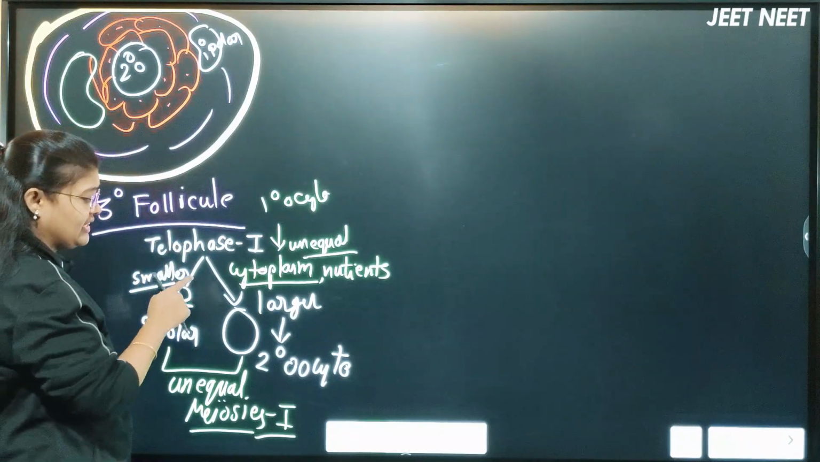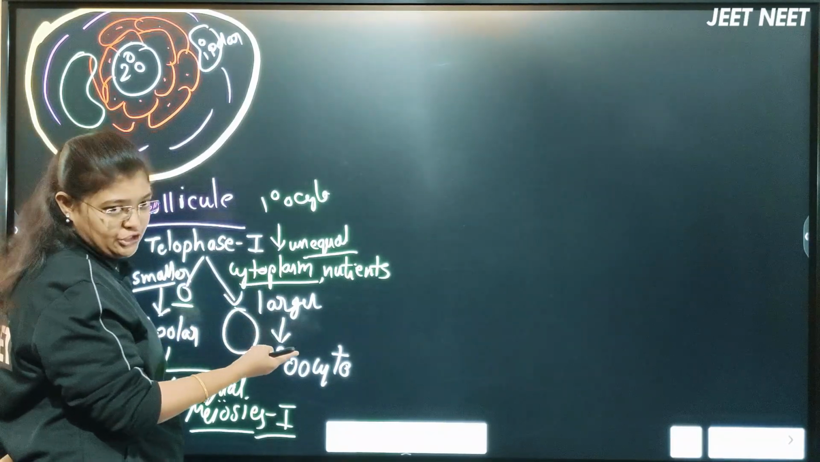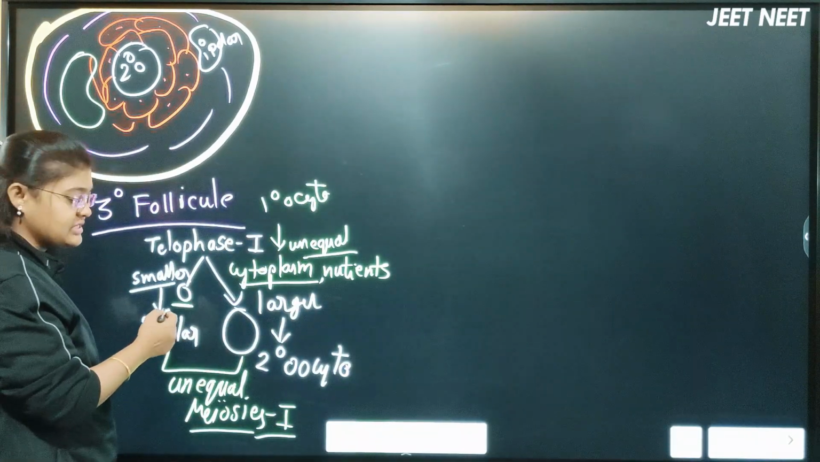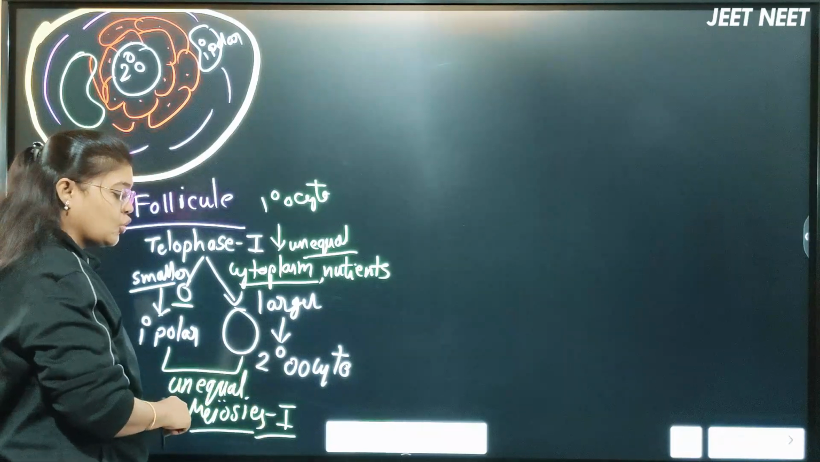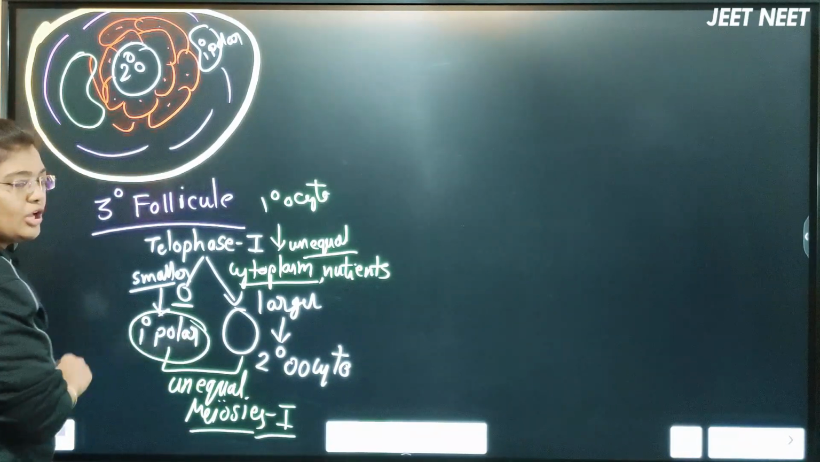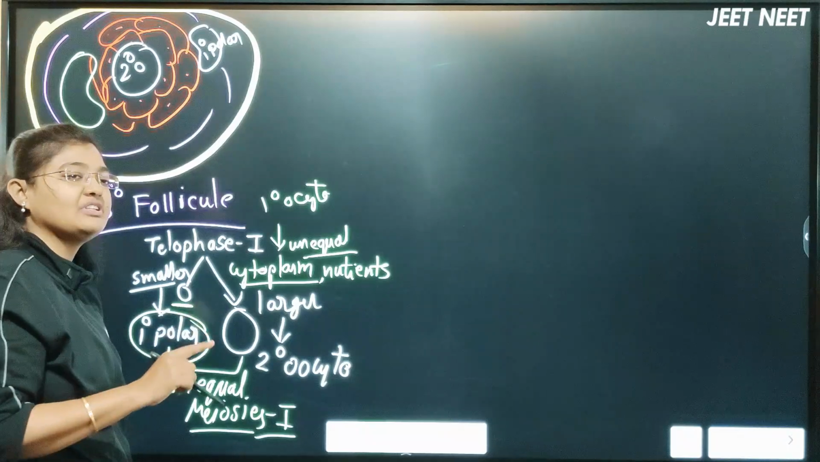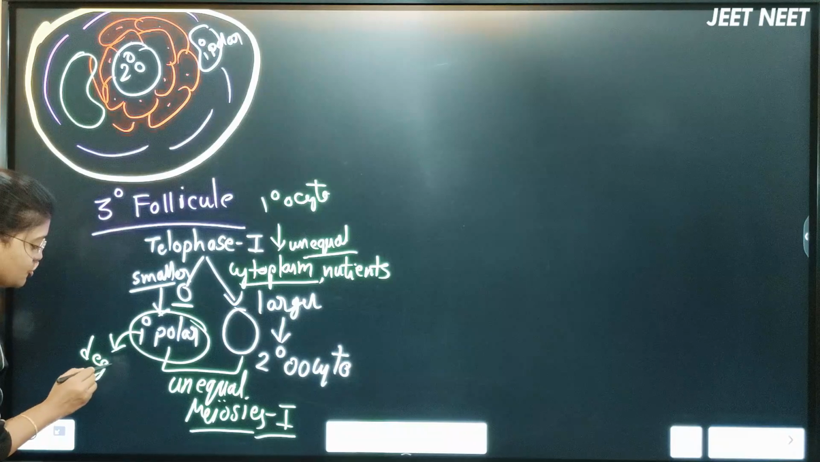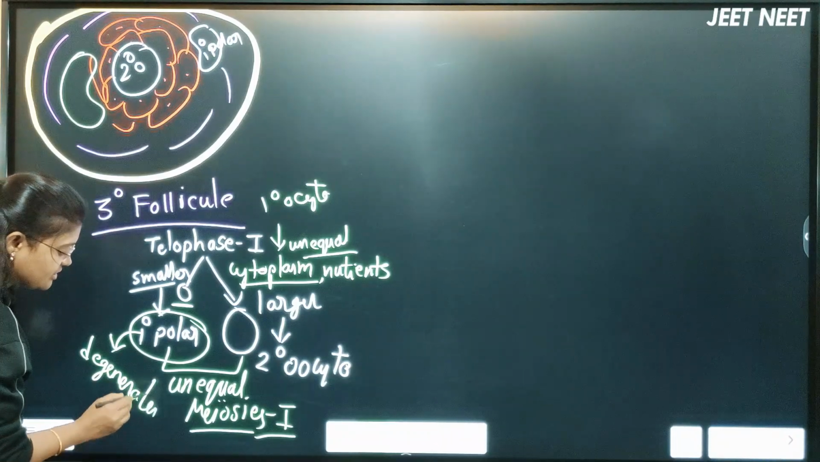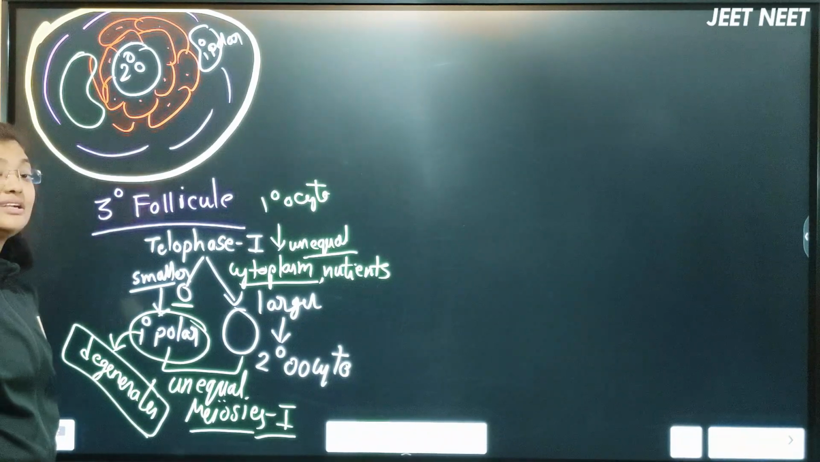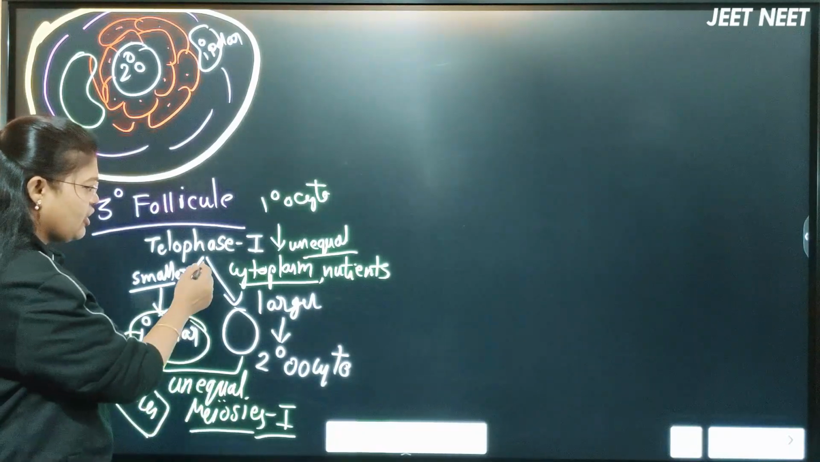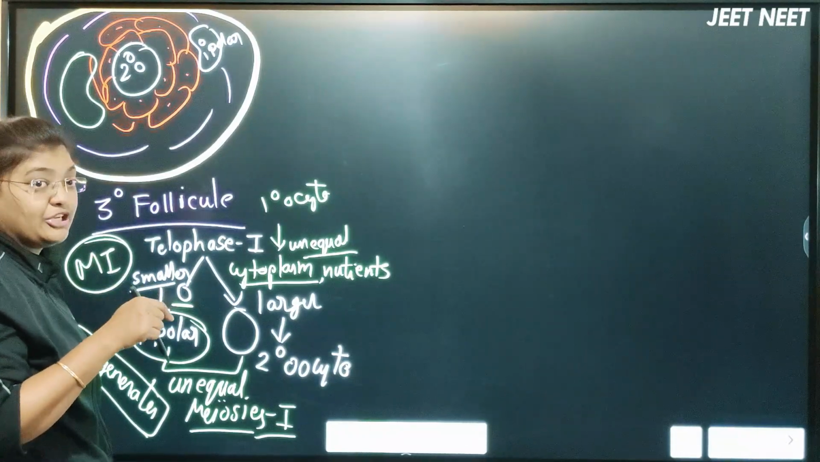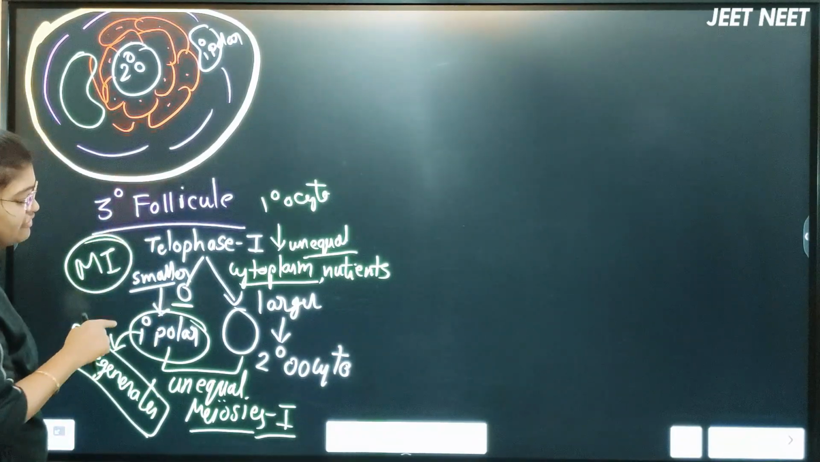NCERT very clearly says that the unequal division of cytoplasm and nutrients will happen from the primary oocyte, dividing into a primary polar body and a secondary oocyte, right? This primary polar body, as it is insufficient in cytoplasm and nutrients, may degenerate. NCERT has asked whether the primary polar body will degenerate or divide further, because here we have done only meiosis 1. Meiosis 2 is still yet to be done here, right?